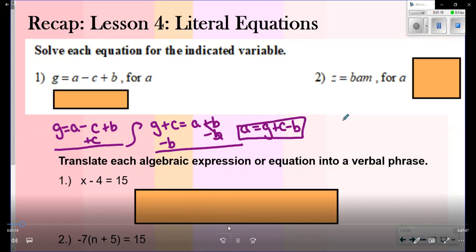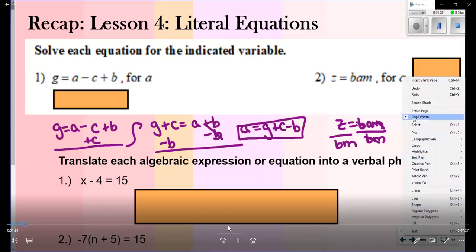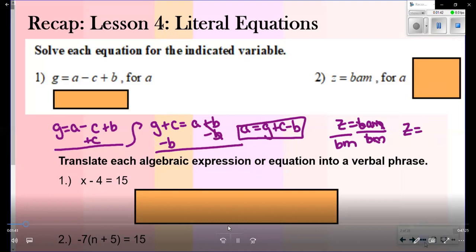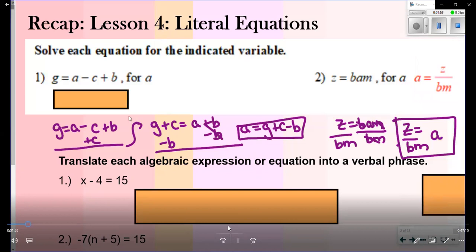And then for the other one, they want you to solve for A there. So Z equals BAM. You're going to divide by the B and the M on both sides to have A by itself. So A will equal Z over BM. So we have this and here.